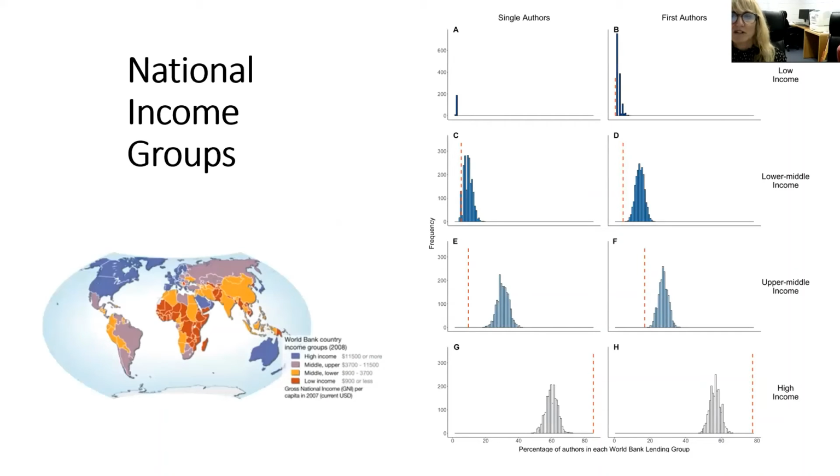So looking into the national income groups, once again, there were very few authors from low income countries. And then we would see more authors from lower middle income countries. And upper middle income countries were poorly represented in general, as were also lower middle income. And high income countries were, not surprisingly, the most represented, with the highest percentage of authors in this national income category.